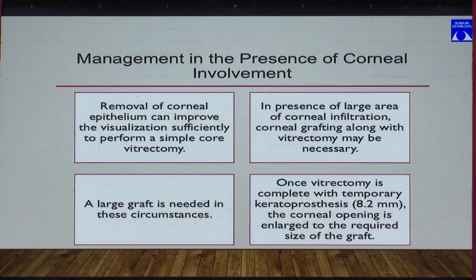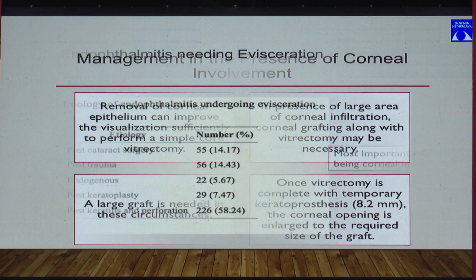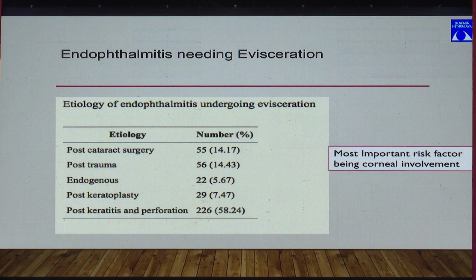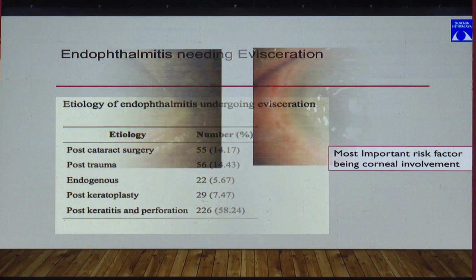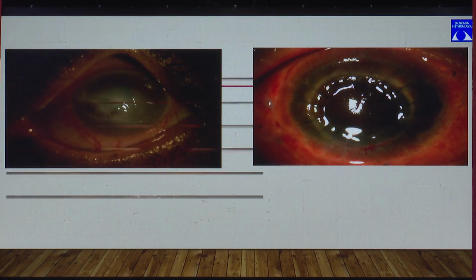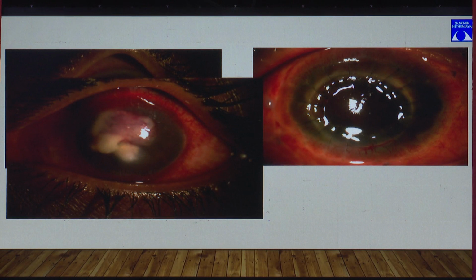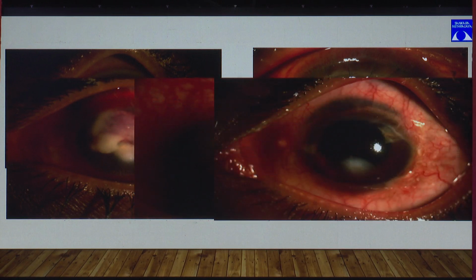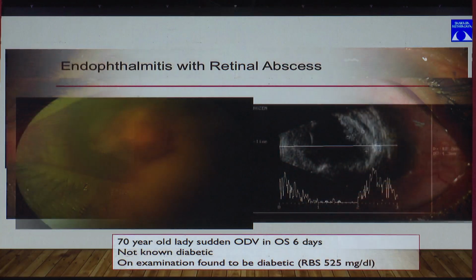Another one, corneal involvement. Evisceration in the presence of corneal involvement can happen, the need for that can arise very quickly. So this has to be dealt with also on an emergency basis, and sometimes you may need to do penetrating keratoplasty along with vitrectomy and removal of all the infection.